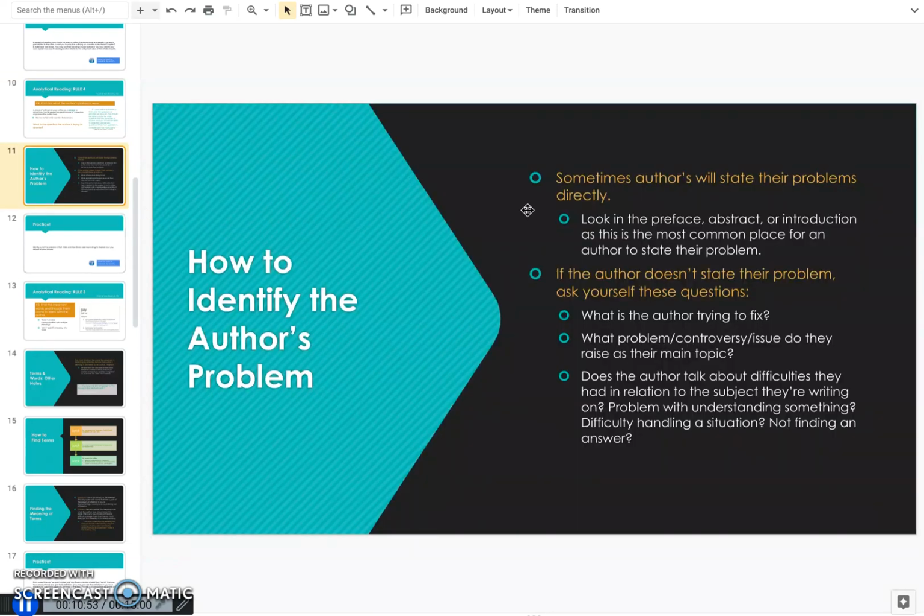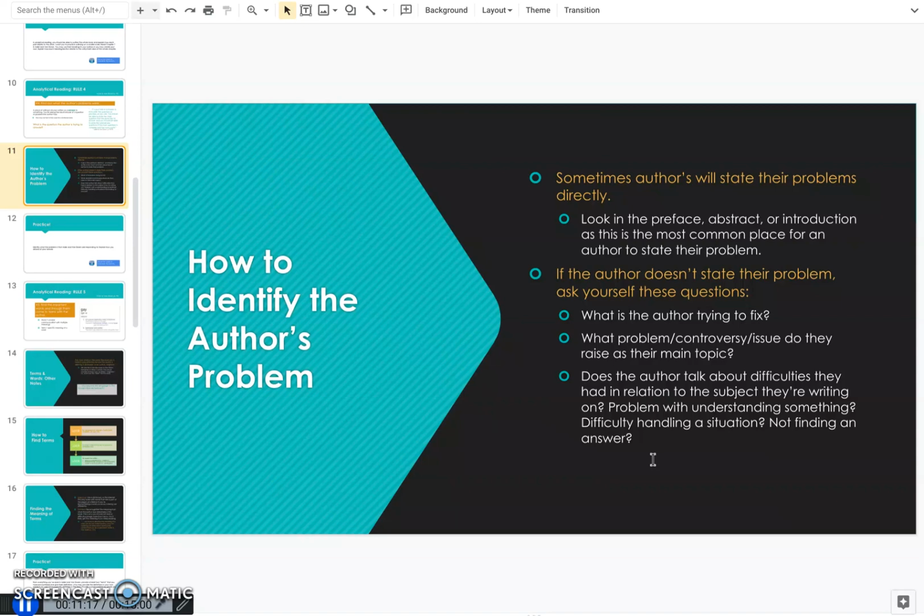Now, sometimes authors will state their problems directly. They may tell you what the problem was. So if they do that, it'll often be in a preface, an abstract, an introduction, right in the beginning of their work. Now, if the author doesn't state their problem, and this is not unusual, there are some questions you can ask yourself to help you identify it. So you may want to write down these questions or take a screenshot of them.